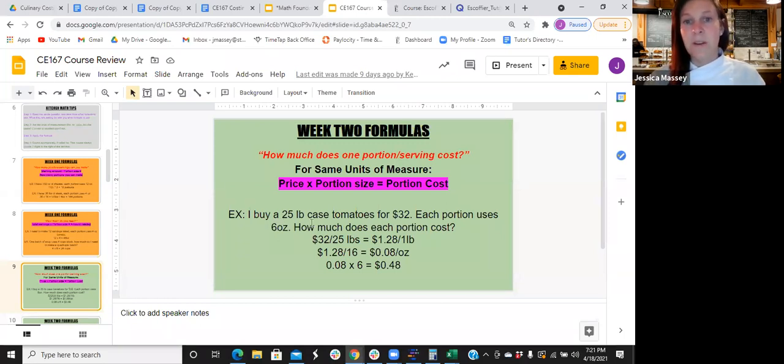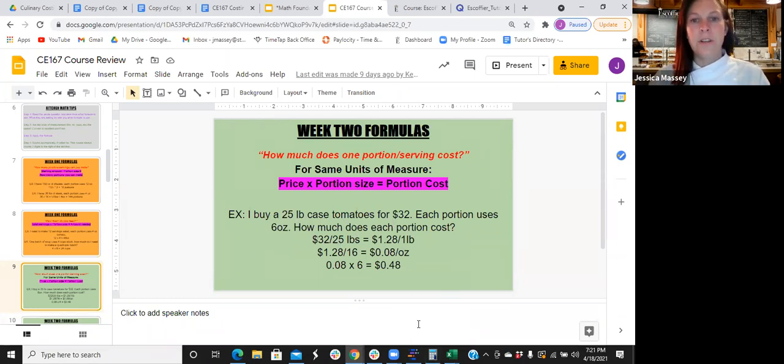So in this case, we want to find out how much we pay for 1 ounce to figure out how many we pay for 6 ounces. Depending on the problem and the steps involved, you might have to do it twice. This one's a 2-1. So this 25-pound case, you would want to figure out how much you paid for 1 pound first.